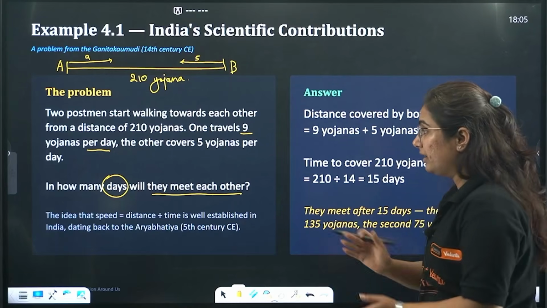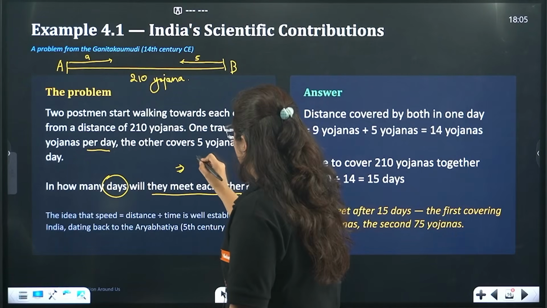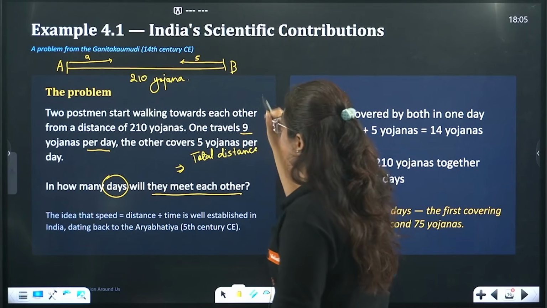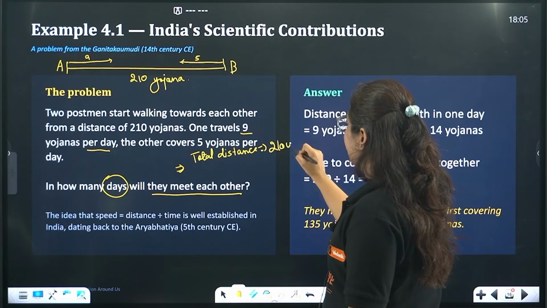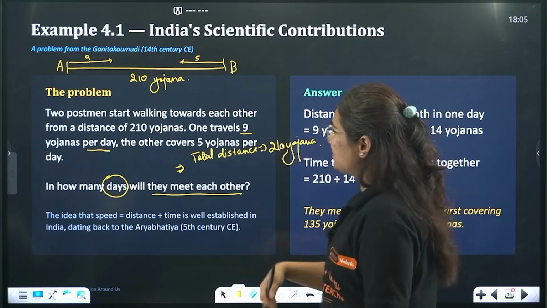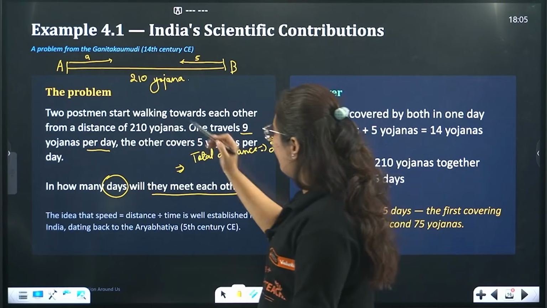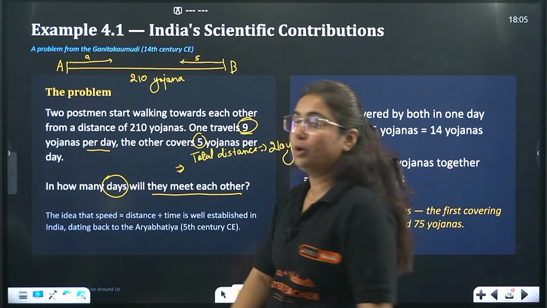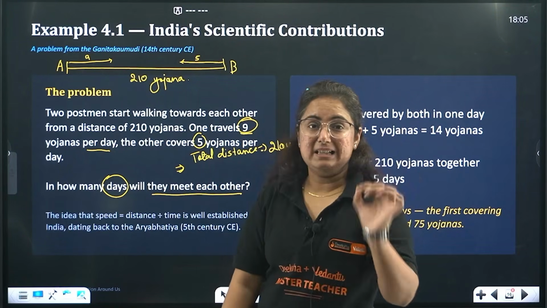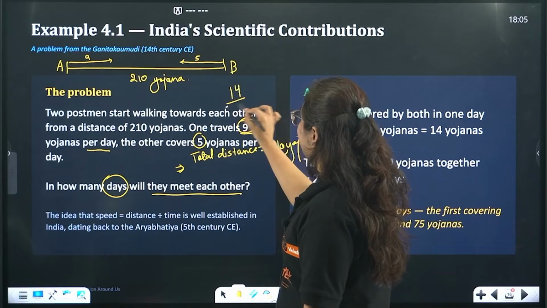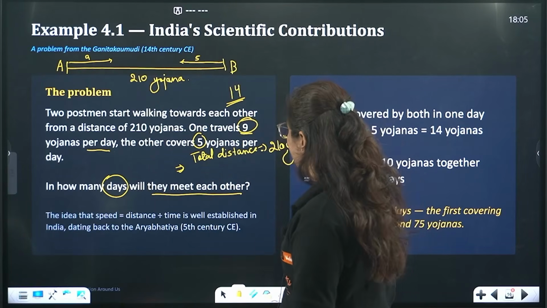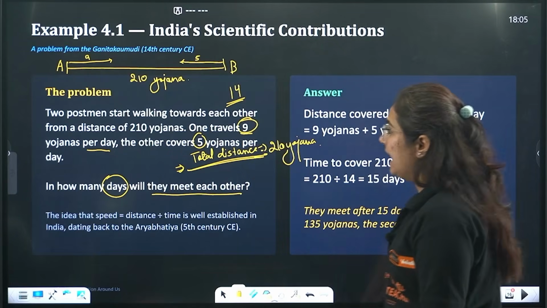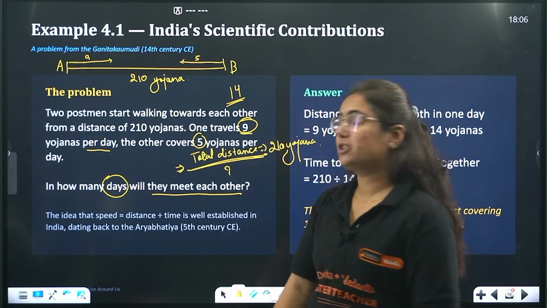Now think about it. How much is the total distance? The total distance is 210 yojanas. What is basically their speed? One is covering 9 yojana per day, the other is covering 5, so together they cover 14 yojana per day. Now how many days will they take to reach each other?